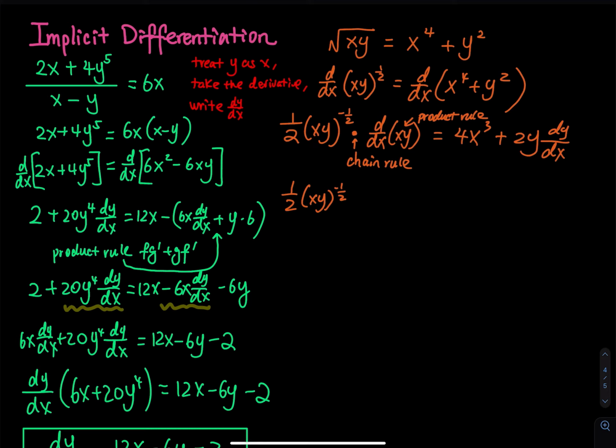The product rule is fg prime plus gf prime, right? Okay, so fg prime, so f, and then the derivative of y is equal to 1, but you just use a y, so you have to add a dy/dx to it, and then plus gf prime, so g is y, the derivative of x is equal to 1, and then you copy the rest.